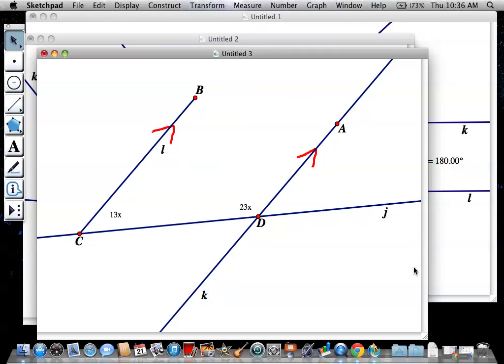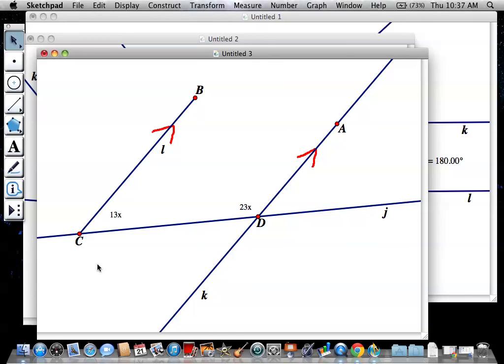This one looks a little different. If you notice, segment BC, or segment L here, is parallel to segment K. So I have a parallel line and a parallel segment, but they are also touched by a transversal J here. So therefore, all my theorems and postulates are true, even though this one doesn't extend out to make a line.